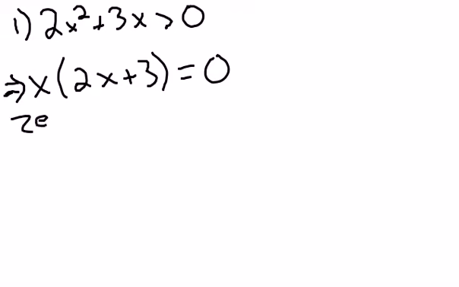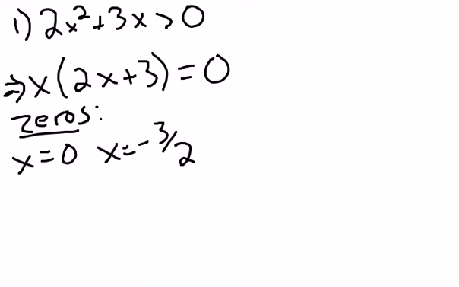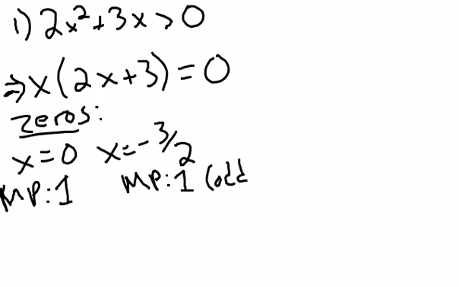So here, my zeros are going to be the following. Okay, the negative 3 halves coming from setting 2x plus 3 equal to 0. Okay, I'm also going to make a note of the multiplicity. So actually both of these have a multiplicity of 1, which is an odd number. So they are both odd, which means when I go past the zeros, the signs should change.